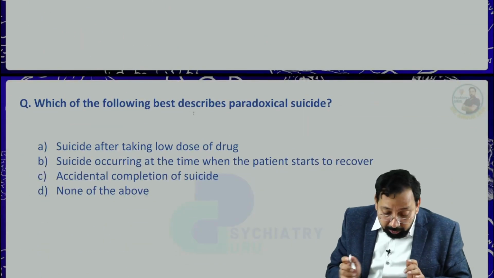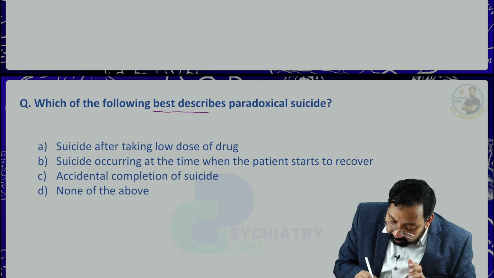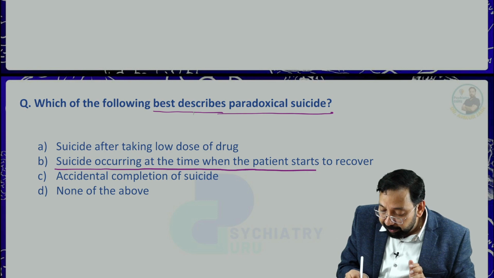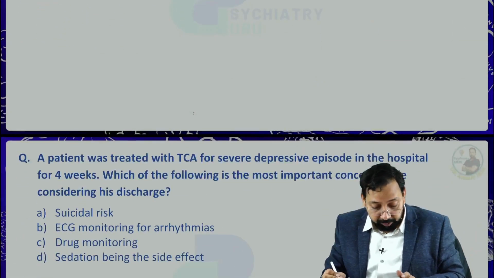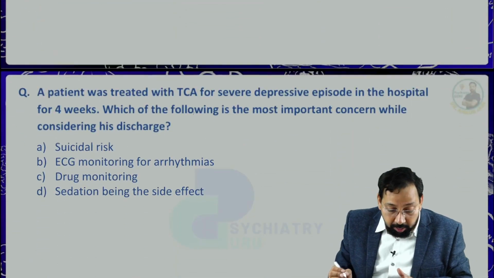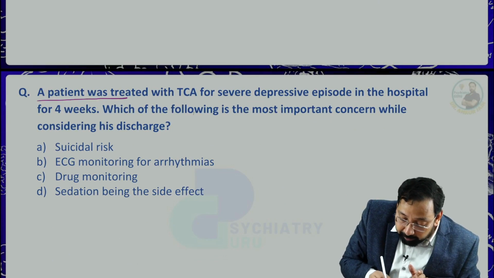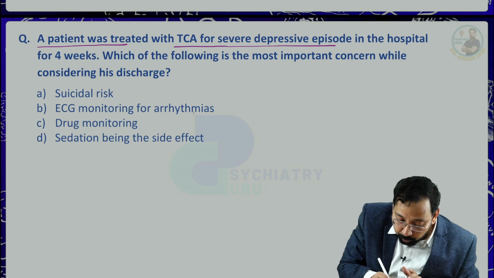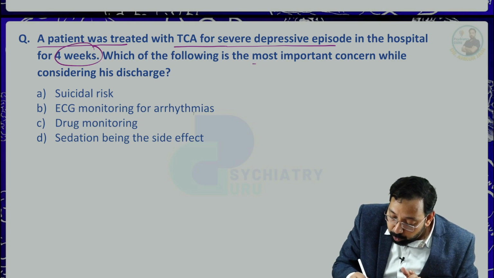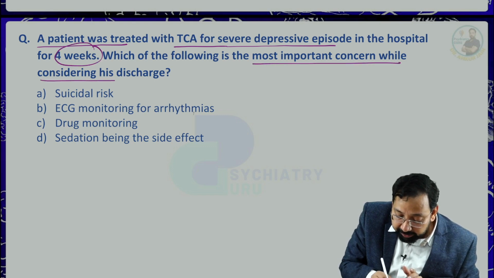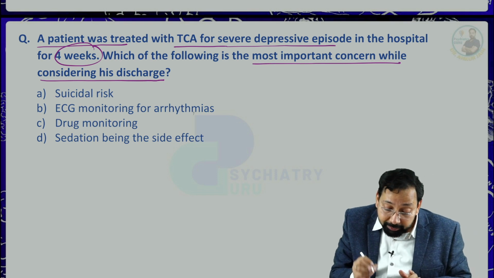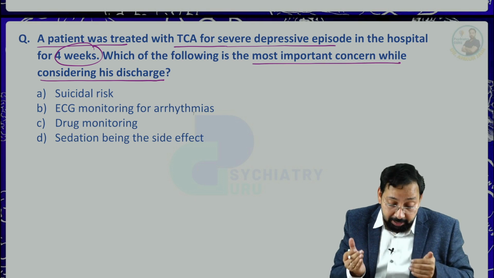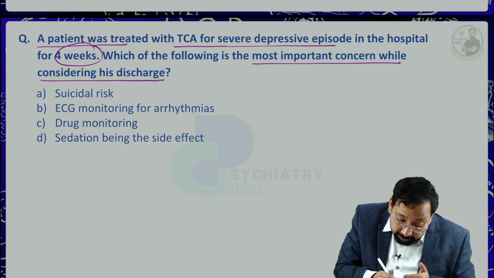Which of the following best describes paradoxical suicide? Suicide occurring at the time when the patient starts to recover. These are recently asked questions. Now, a patient was treated with a tricyclic antidepressant for a severe depressive episode in hospital for 4 weeks. Which of the following is the most important concern while considering his discharge? You know that whenever we want to discharge, we always assess suicidal risk. We are concerned with suicide risk.